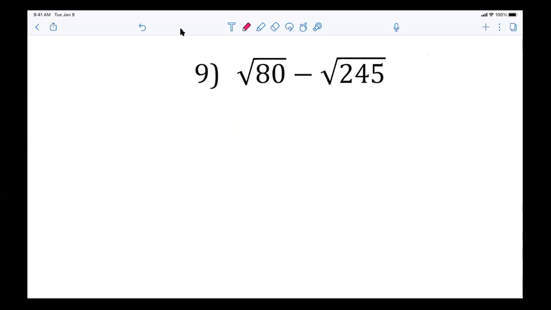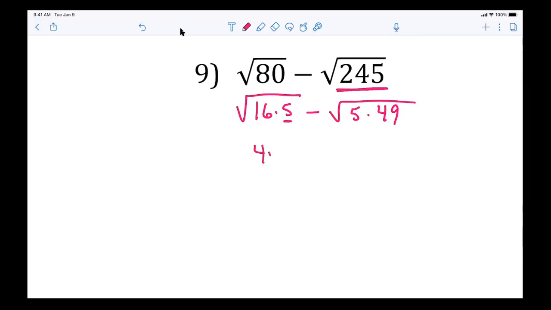Does anybody remember what 80 was? 16 and 5. Thank you for remembering that. Now, does everybody see this 5 here, right? So that means there's probably a 5 over here. So that's 5 times what? 49. Thank you, whoever said that. 5 times 49. So what's the square root of 16? 4 radical 5 minus what? 7 radical 5, which is negative what? 3 radical 5. All right, come on now.